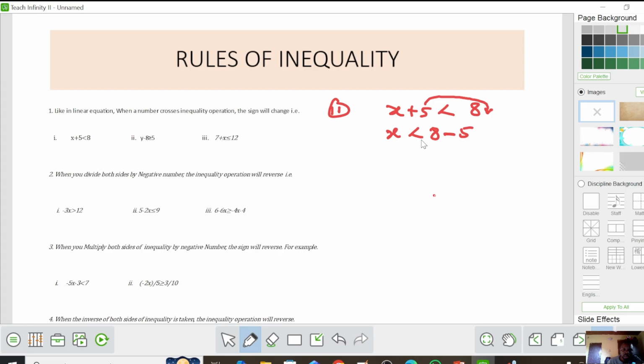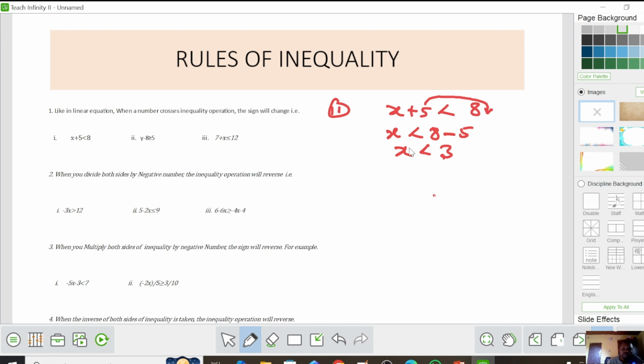So it's also applicable in an inequality. So x will be less than 3. Whenever a number crosses the inequality sign, the sign of that number will change. If it is plus, it's going to change to negative. If it is negative, it's going to change to plus. That's just the simple operation, the first rule of inequality, like the way we have it in the equality sign.